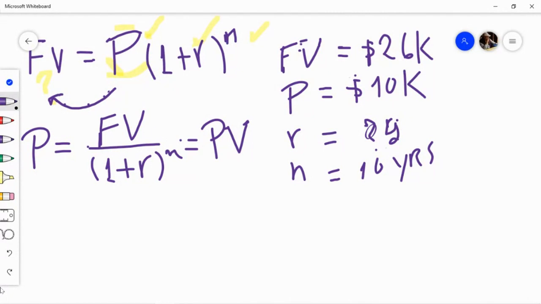So basically, if you think about it, this is exactly like the price of the house in 2005 and the price of the house in 2015. And n is 10 years.